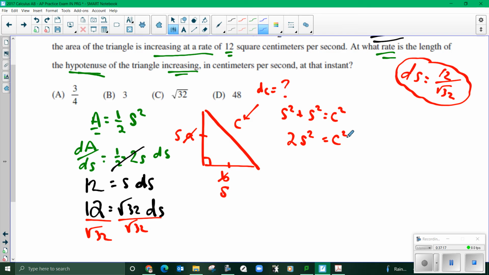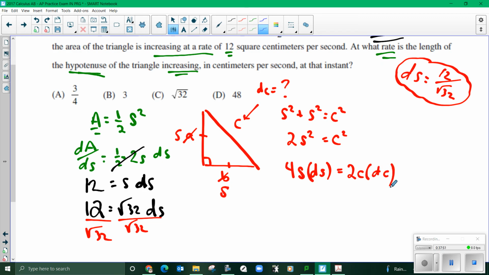That is a rate. That means I need to take the derivative of this. So I got 4S ds. Anytime I take the derivative of an s, I have to put ds next to it. This is called a related rates problem. Anytime you take the derivative of a radius or a height or a hypotenuse, you've got to put the dr for radius next to it, or dh for height. Or in this case, I've got 2c dc. And dc is what I'm trying to figure out.